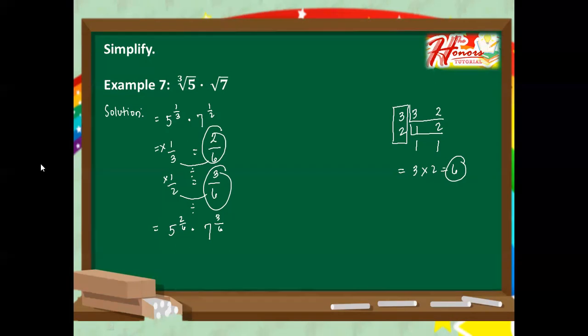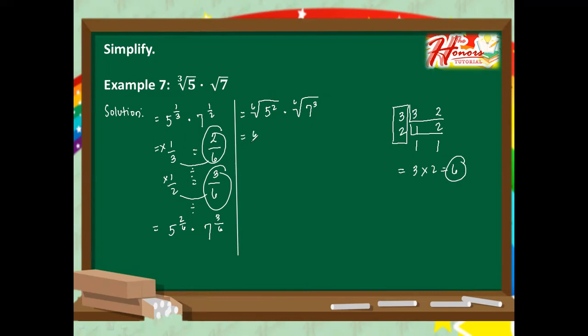And then we can just simply change that into radical. So now it will become the sixth root of 5 squared times the sixth root of 7 cubed. Now we can just simply multiply them.